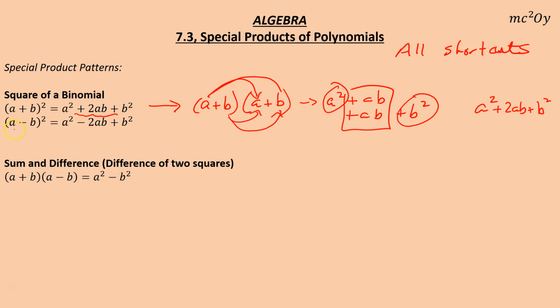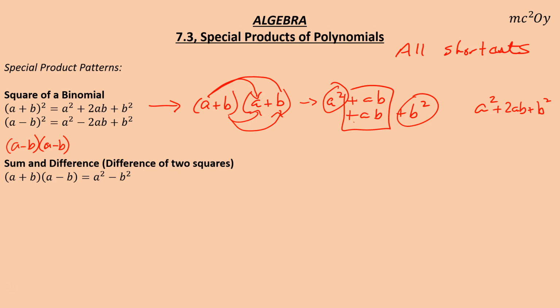And a minus b quantity squared, that means you have a minus b times a minus b, is very similar. You just have the minus in the middle. Okay, the minus 2ab there. All right, the front and back are still the same. That's because if we're looking at this pattern, these would both say minus then. Okay, so that's the square of a binomial.